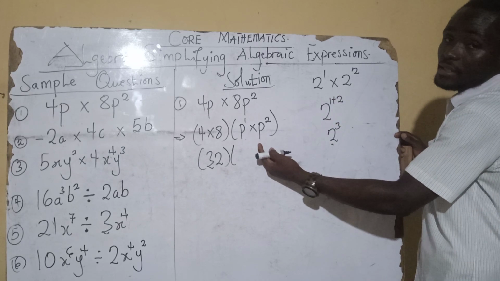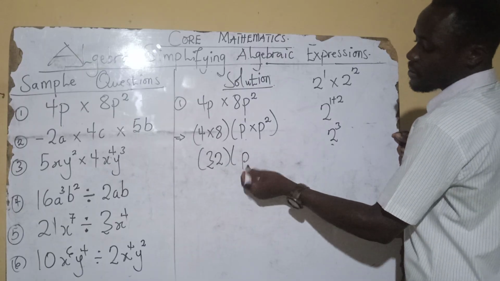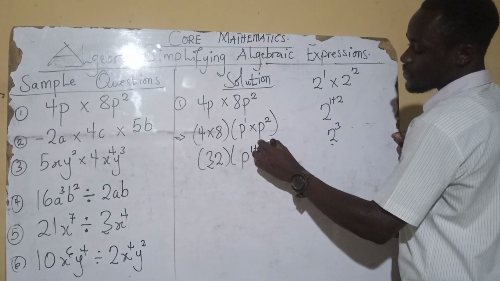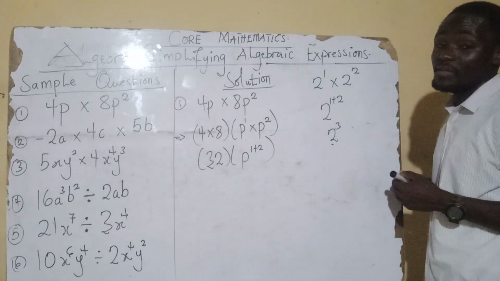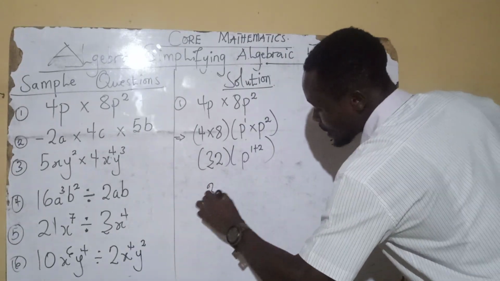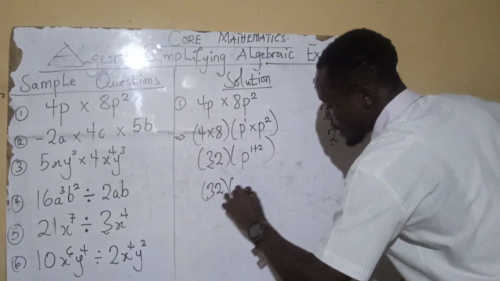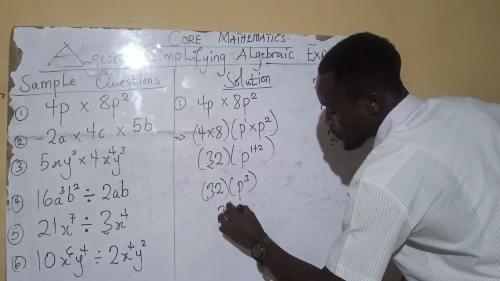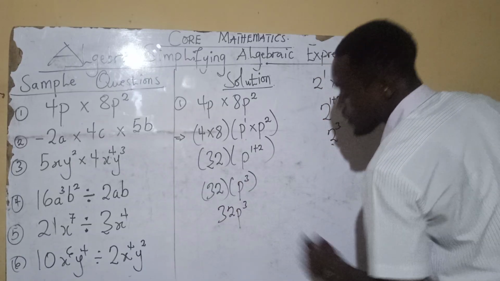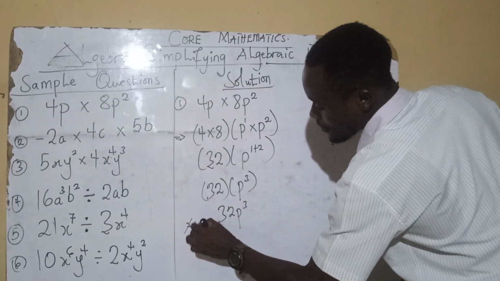Same applies to this. The base is p. We add the powers, which is 1 plus 2, where we are going to get 3. I believe you are following. So here I'm going to get 32 in the bracket, p power 3. Now multiply through. I'm going to get 32p cubed. So this becomes my answer.